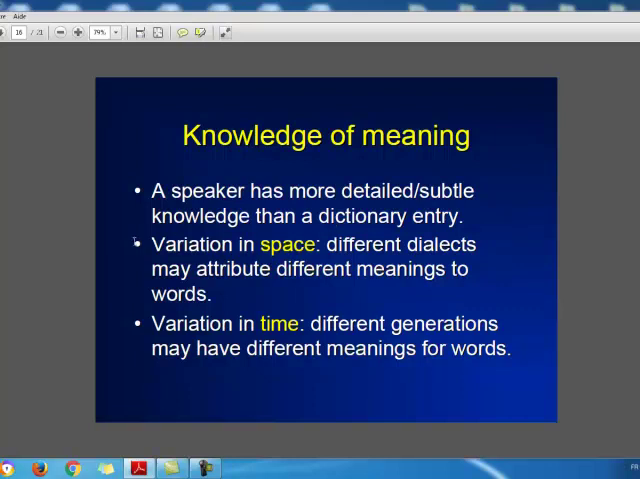Among the things that we can point out in this framework is variation in space. What is meant by variation in space? Languages do change from one place to another, from one time to another. So here, this gives us different dialects. So different dialects may attribute different meanings to words.